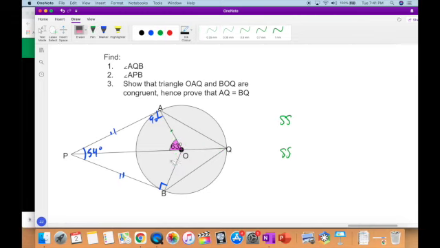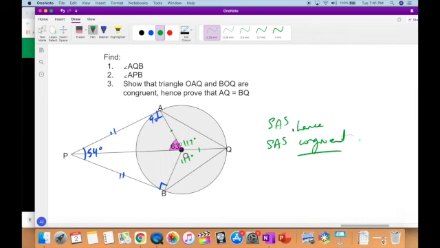So therefore, we showed that this is 117 degrees, and this is 117 degrees. So both triangles have side, angle, side. That is, two sides and the included angle are equal, and hence they are congruent. You understand what I did there? Yes, sir. And you see, not a little bit of circle theory.